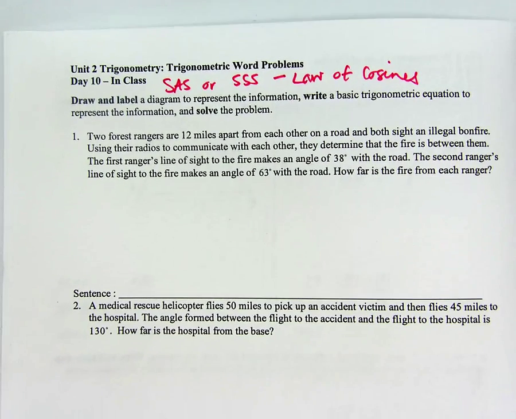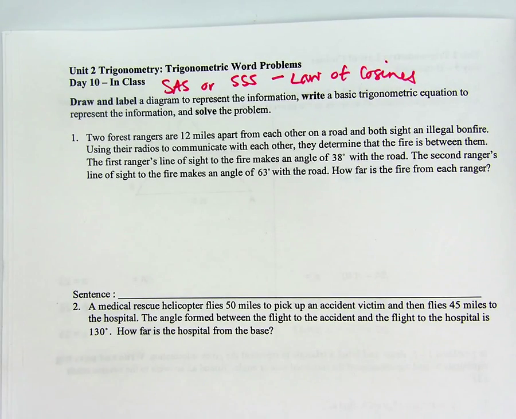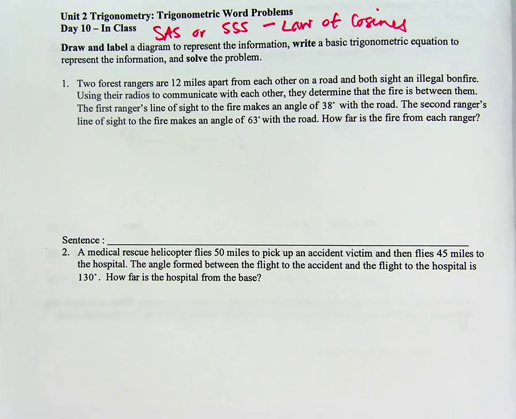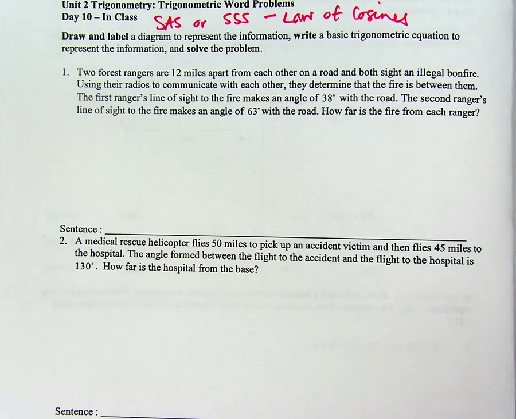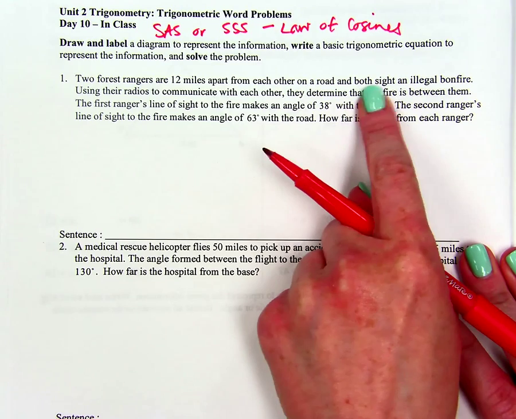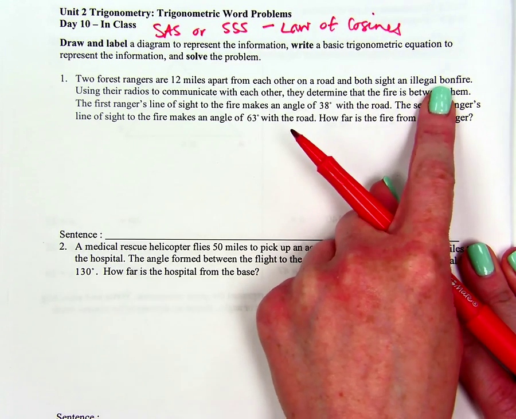So I'm going to flip back and forth in our book so you guys can use that as a reference to double check your answers and what equations we're going to be using. So the directions say draw and label a diagram to represent the information. We're going to write a basic trig equation, represent the information, and solve the problem. So two forest rangers are 12 miles apart from each other on a road and both sight an illegal bonfire.